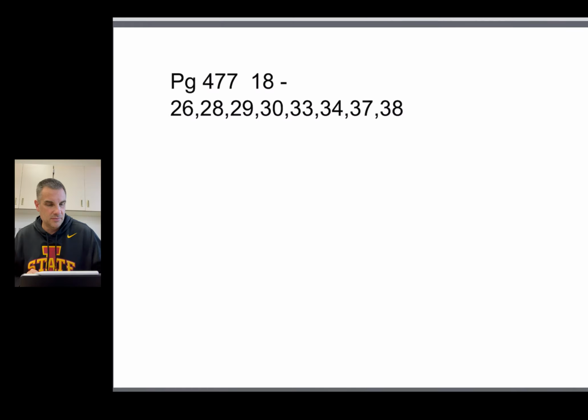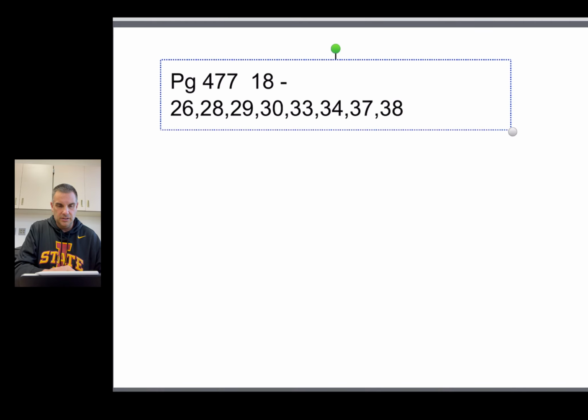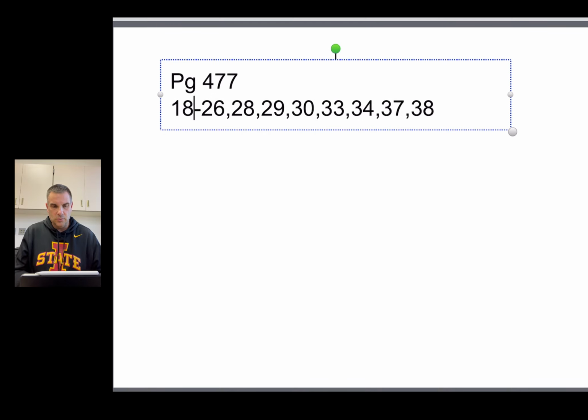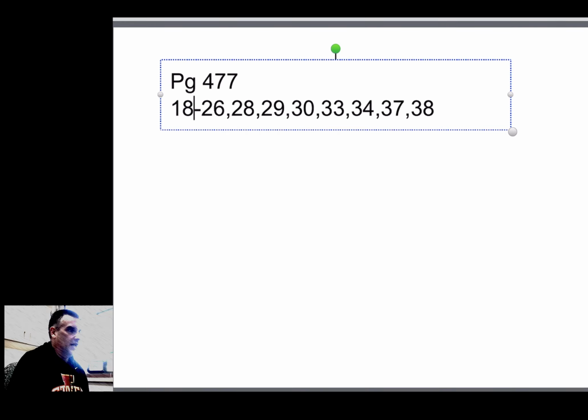Got a book assignment for you today. It's page 477. That should say 18 through 26. That came out a little bit goofy here. Let's see if we can fix that a little bit. Should say 18 through 26. Why is it putting that there? I don't know. You've got 18 through 26, 28, 29, 30, 33, 34, 37, and 38.